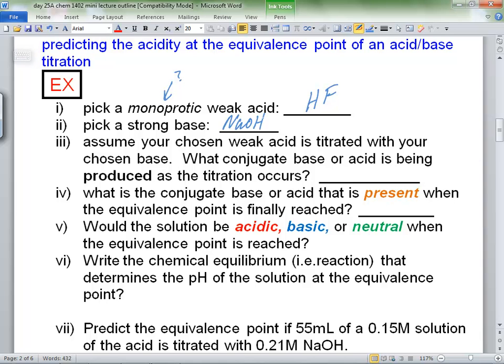Okay. Assume your chosen weak acid, HF, hydrofluoric acid, is titrated with NaOH. What conjugate base or acid is being produced as this titration progresses? So we've got a bunch of HF in the Erlenmeyer flask, a bunch of NaOH in the burette. We're adding it. What conjugate acid or base are we forming? Eric, what are we forming?